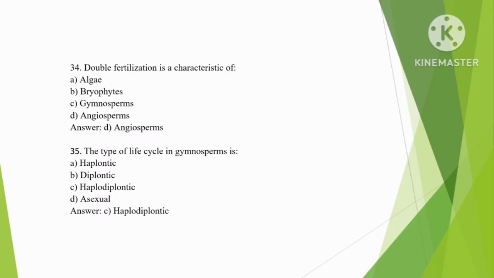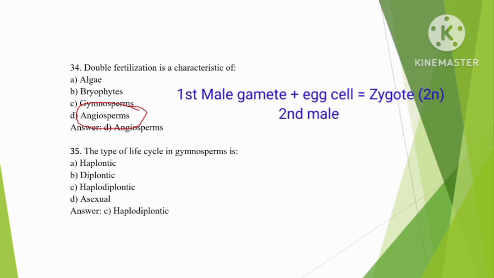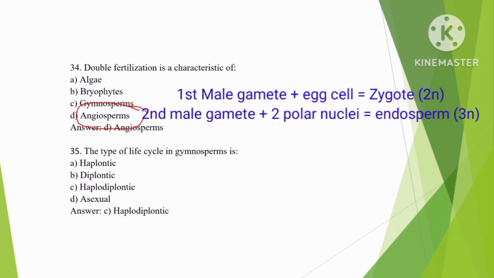Double fertilization is characteristic of angiosperms. That's also an important question. So it is unique to flowering plants. There will be one male gamete which fuses with the egg and another with the two polar nuclei, forming endosperm.